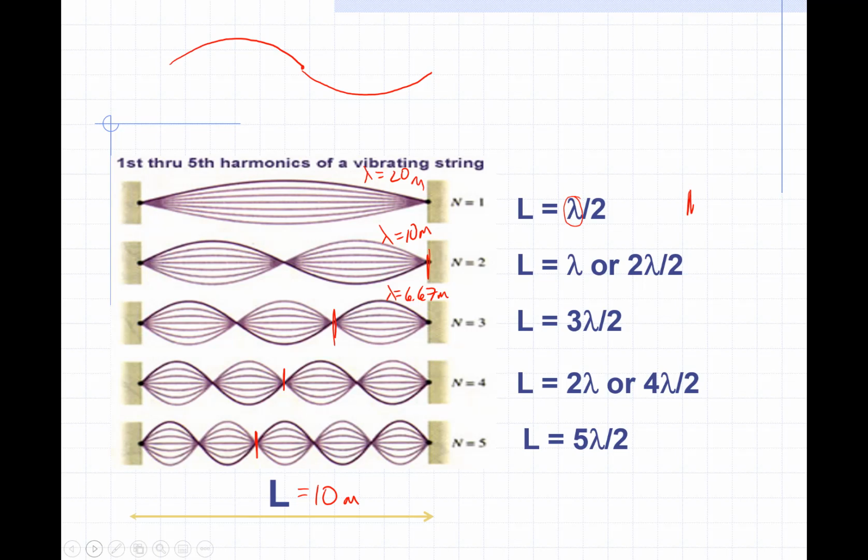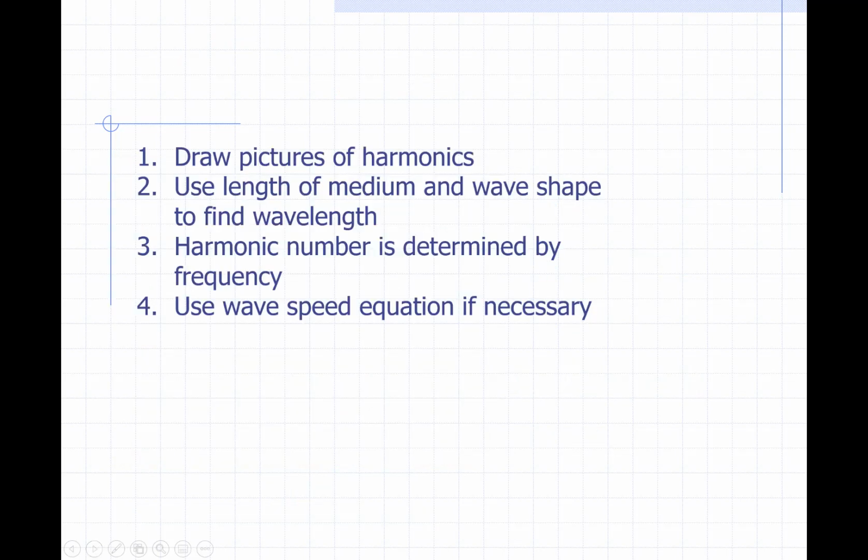But you have to draw the pictures. That's generally going to be our strategy for working with standing waves. We're going to draw the pictures of the harmonics. Then we'll use the length of the medium and wave shape to find the wavelength. If we need to use the harmonic number and the frequency, we can do that. We can also use our wave speed equation as necessary. That's wave speed equals lambda f.